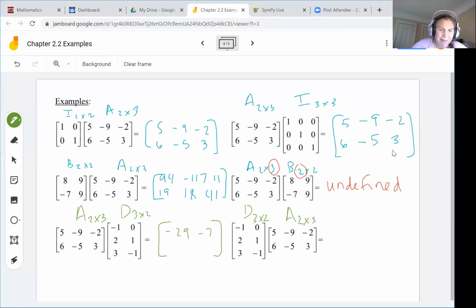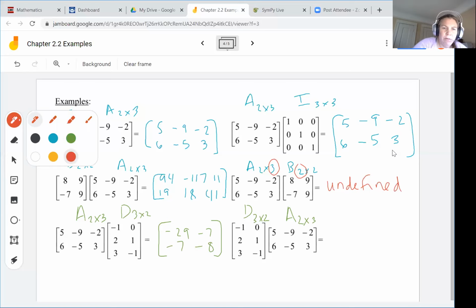And the bottom row is -7 and -8. And this is a 2 by 2 matrix because we are taking in our resultant matrix the rows of A and the columns of D. Now, if we multiply D times A, we're going to be taking the rows of D dimension and the columns of A dimension. So we're going to get a 3 by 3 matrix here as our result.